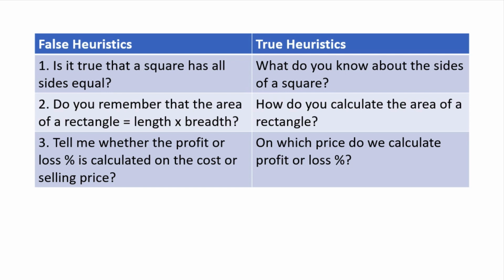Now, the false heuristic is: it is true that a square has all sides equal. What is the truth in this? What do you know about the size of a square? Do you remember that the area of a rectangle is equal to length times breadth? Then the true heuristic is: how do you calculate the area of a rectangle? That's how to place the question.